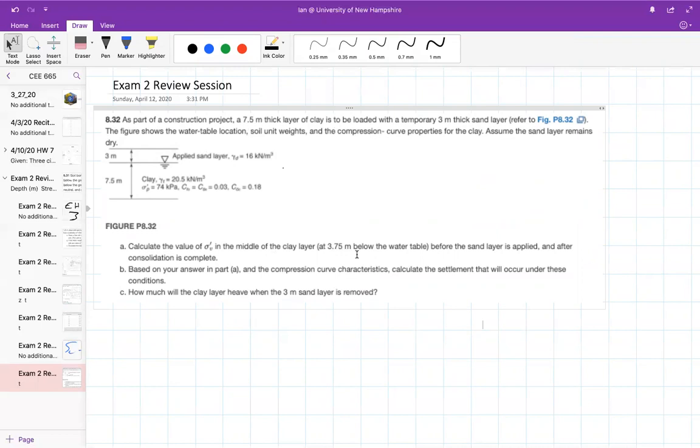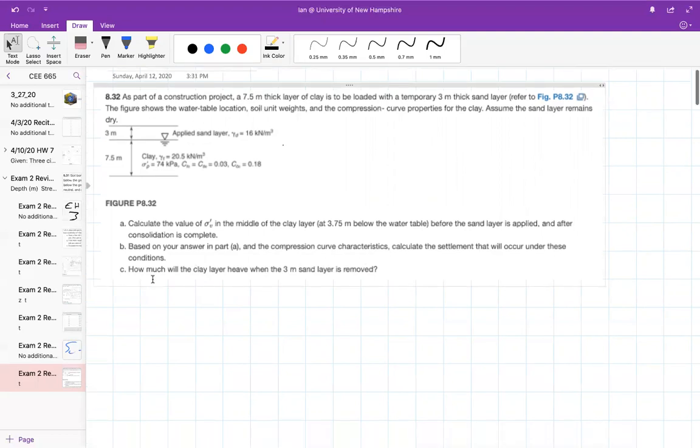So at 3.75 meters below the water table, before the sand layer is applied and after consolidation is complete. And based on your answer in part A and the compression curve characteristics, calculate the settlement that will occur under these conditions. How much will the clay heave when the 3 meters of sand is removed? This is a combination of everything we've talked about today and for the past few months.